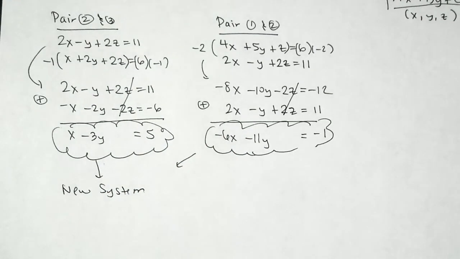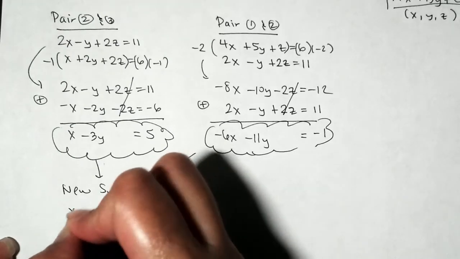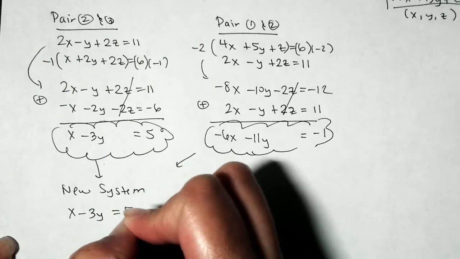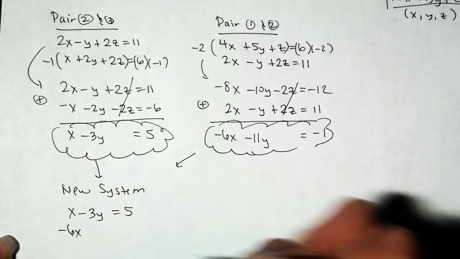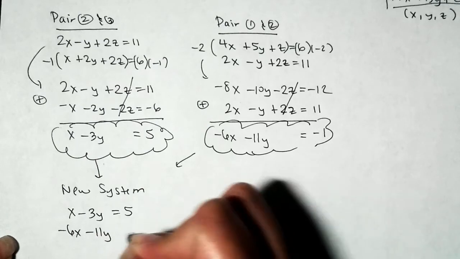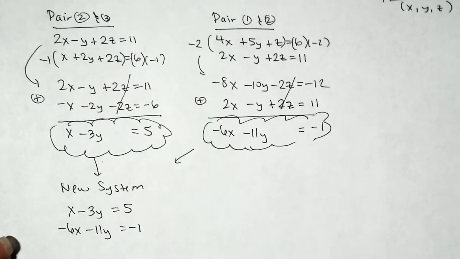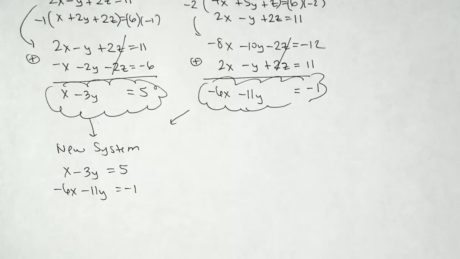So we're going to go ahead and create a new system by taking our leftover equations. So we have x minus 3y equals 5, and then we have negative 6x minus 11y equals negative 1. Okay. So at this point, we're going to focus our energy on this new system in two variables. This system has the variables x and y. So our mission is to first find x and y in any order, and then worry about finding the value of z. At this point, you can solve it by substitution or elimination.